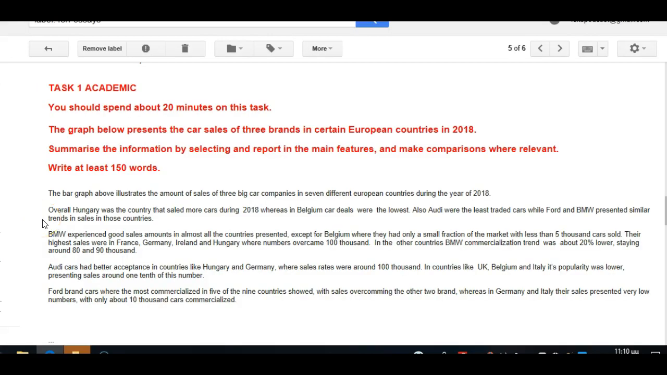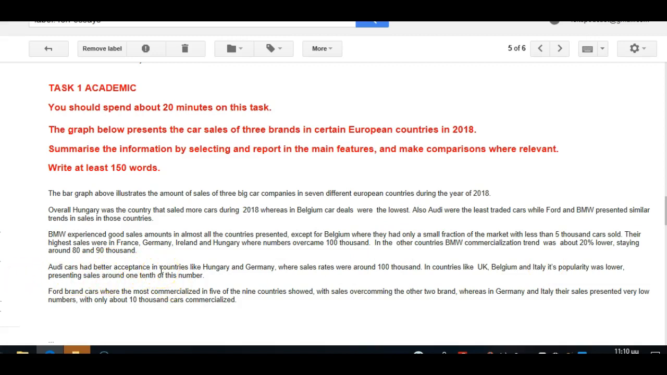Okay, Audi cars had better acceptance in countries like Hungary and Germany, where sales rates were around 100,000. In countries like UK, Belgium, and Italy, its popularity was lower. Okay, not apostrophe here. Presenting sales around 1/10 of this number. All right, I love that you did this. 1/10 of this. That was good.